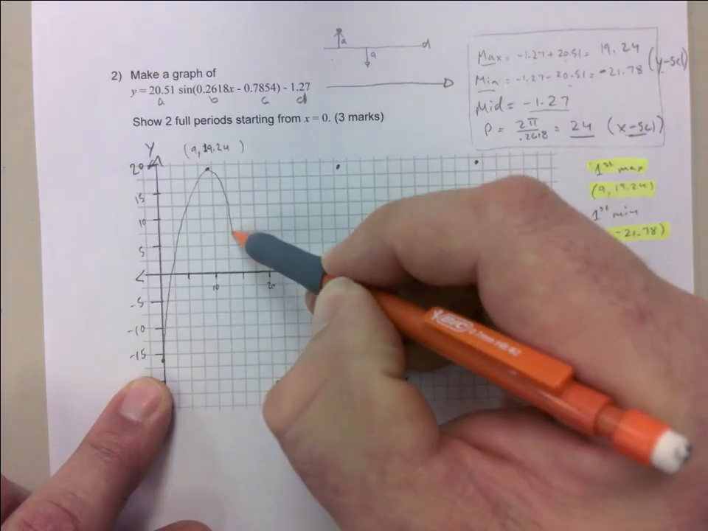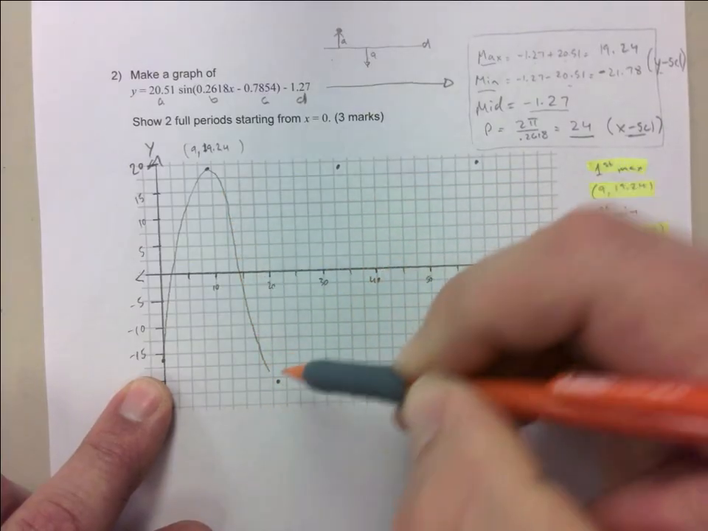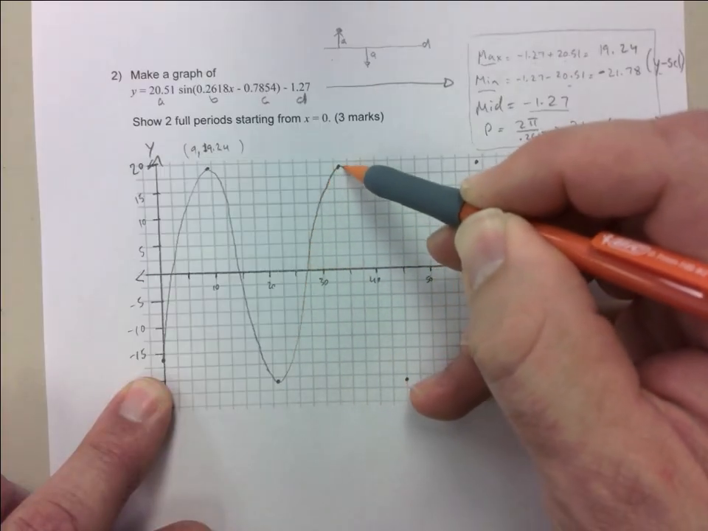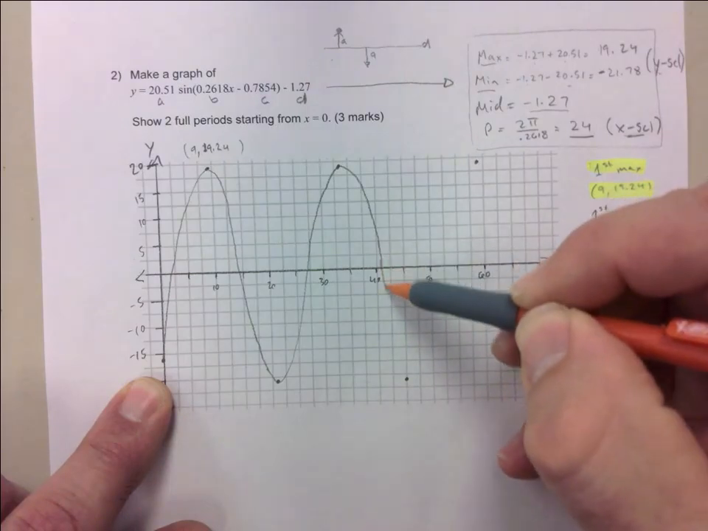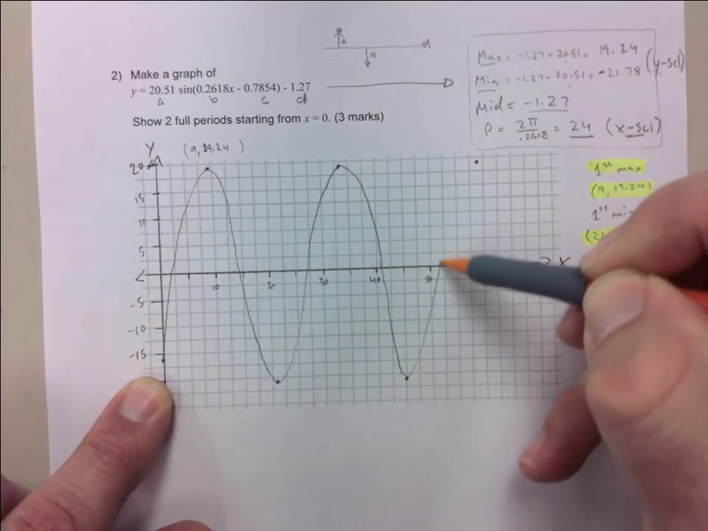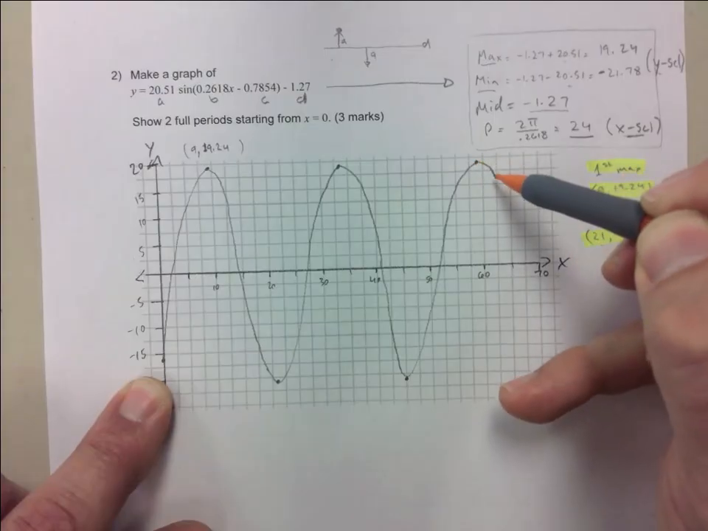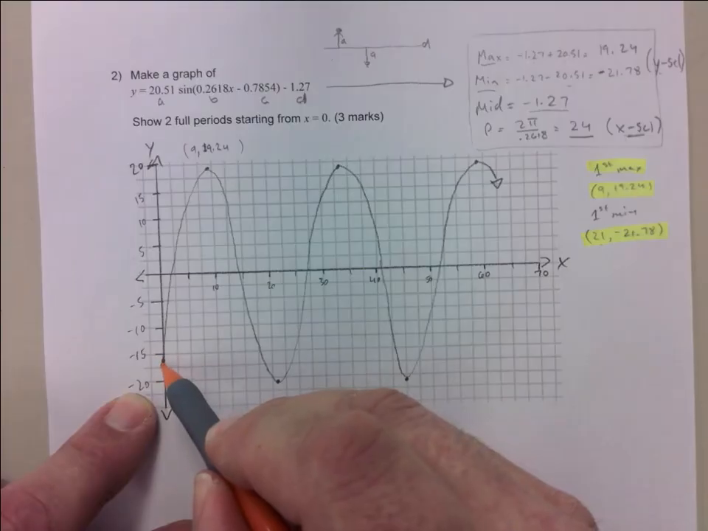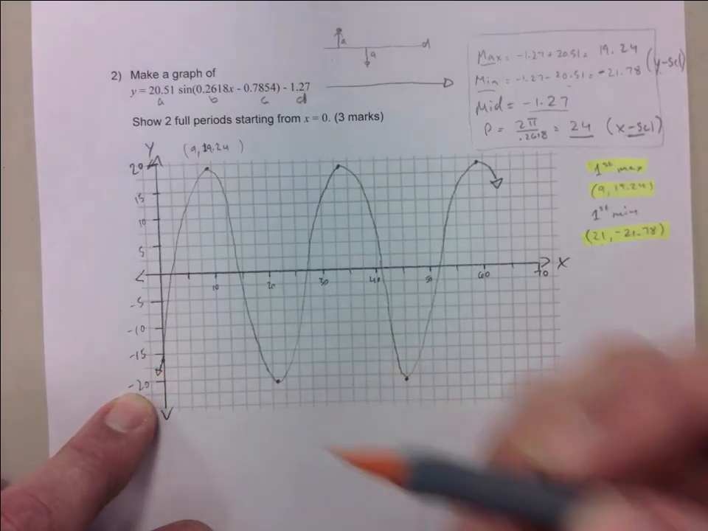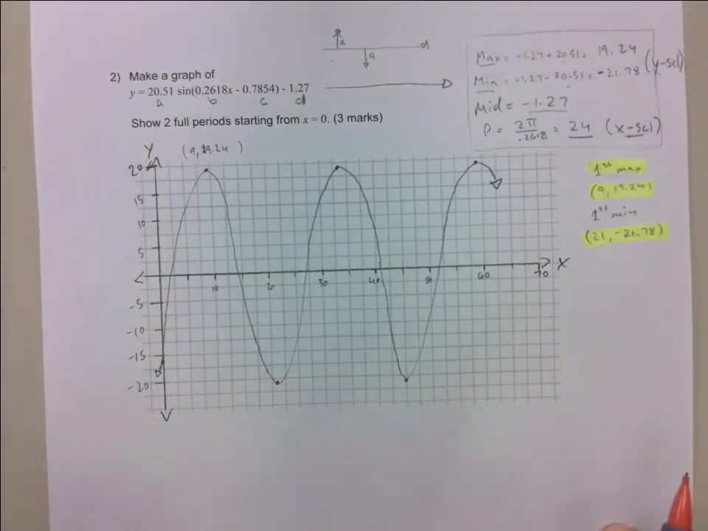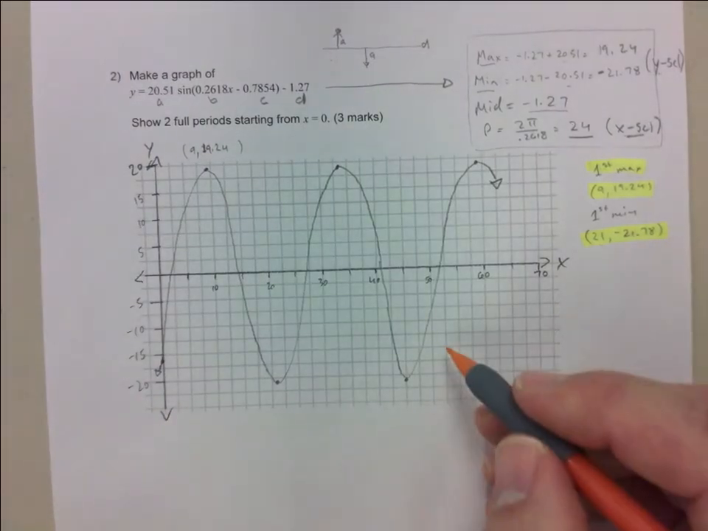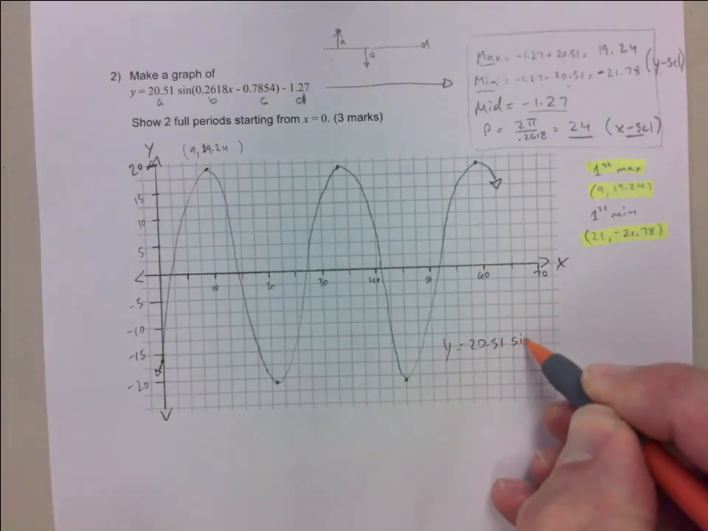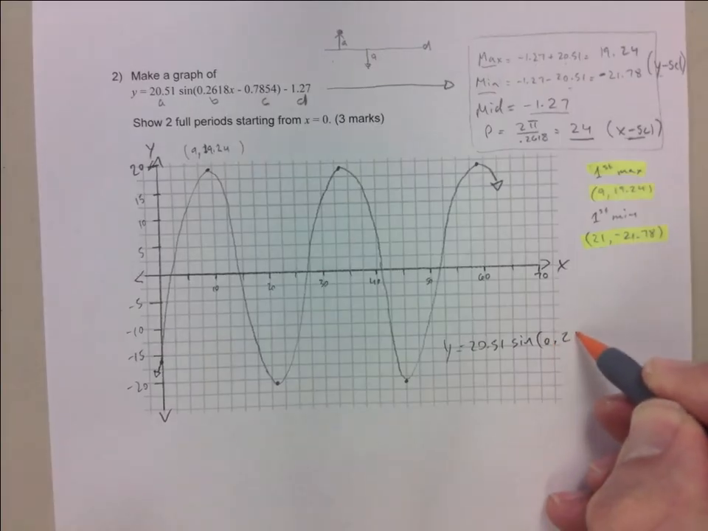So you go from here down to that, curve out a bit. That's one cycle. That's two cycles right there. And technically here you should also put an arrowhead because it's not a word problem, right? It just keeps going. And don't forget, y is equal to 20.51 sine. Just put your equation down.